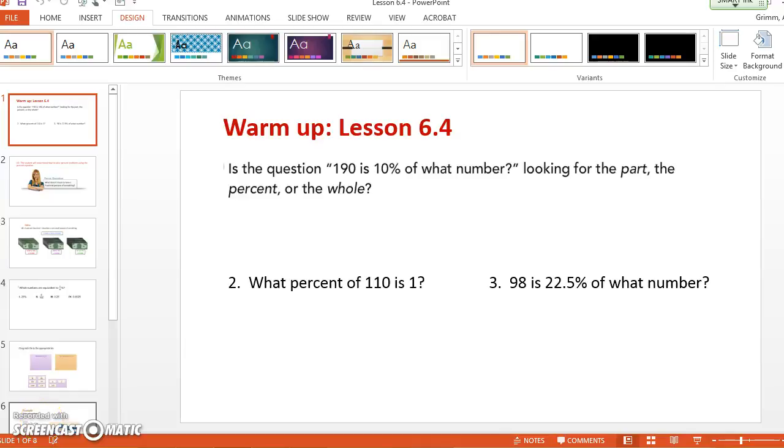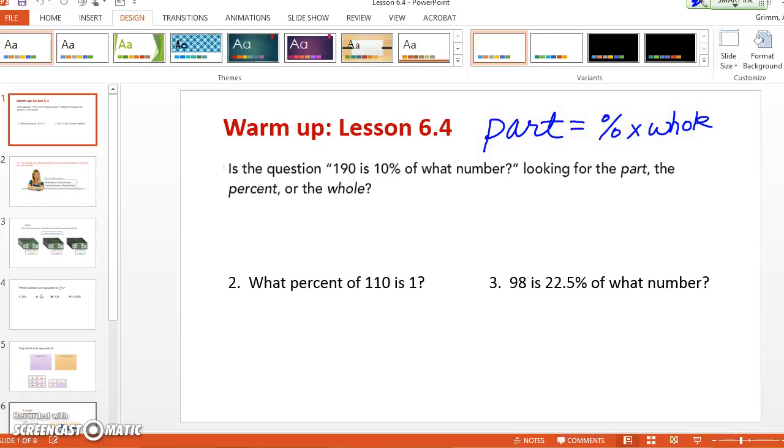Was with you guys, we were talking about using the percent equation, and we said that the percent equation is part equals percent times whole. And if you can pick each part of that out, then you're in good shape. You just have to put it in and solve it.